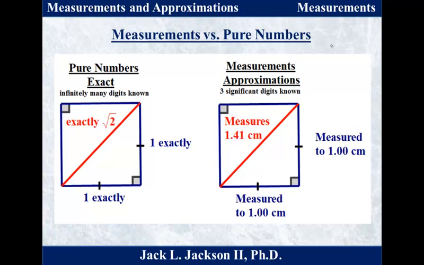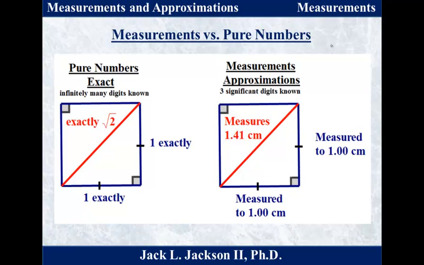Whereas the exact length is exactly the square root of 2 if the sides are exactly 1. And this is an example of pure numbers. We know the infinitely many digits. We know this is 1.00000000 infinitely many zeros. And we know this is the square root of 2. We know there are ways to work out all of its digits.